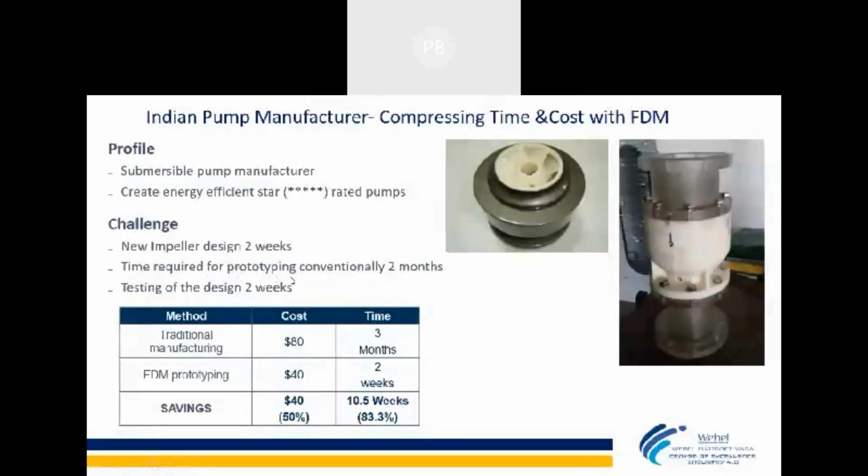The time required for prototyping with the conventional process is 2 months. It takes 2 months to develop the prototype using CNC machines and all, which comes down to 2 weeks. So traditional manufacturing took 2 to 3 months, which comes down to 2 weeks, around 83% time saving and around 50% cost saving. So this is how 3D printing has been used by Indian pump manufacturers like Compton Greaves, and a lot of companies are now using these 3D printing techniques.